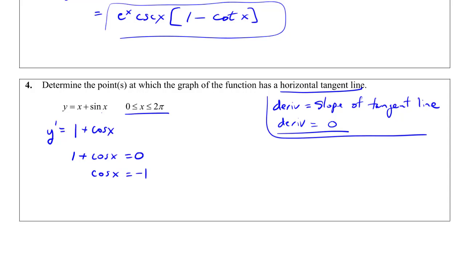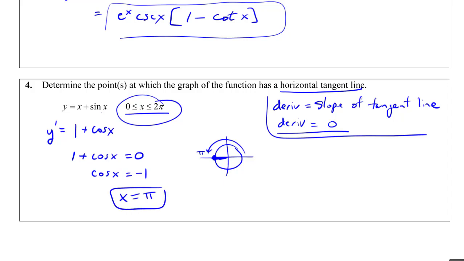When is cosine x equal to minus 1? So there's my unit circle. Cosine is how far you go out, so that would be going out here. This would be this point here. So that is at pi. So cosine x for this interval is equal to minus 1 when x is pi. And there's how we found that.